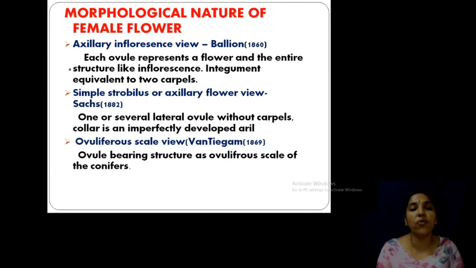And the third view is the ovuliferous scale view by Van Tieghem. According to him, the ovule bearing structure is like the ovuliferous scale of the conifer. The ovule bearing lower peduncle and that structure, the collar, is equivalent to the ovuliferous scale of conifer. In the conifers you studied Pinus, you can see there are bract scale and ovuliferous scale. The ovuliferous scale bears the ovules. Just revise that portion you studied in your UG classes. So this is somewhat similar to the ovuliferous scale according to Van Tieghem. Clear? So you have to study the 3 morphological views of the female flower also.